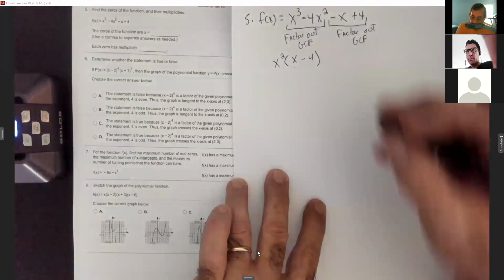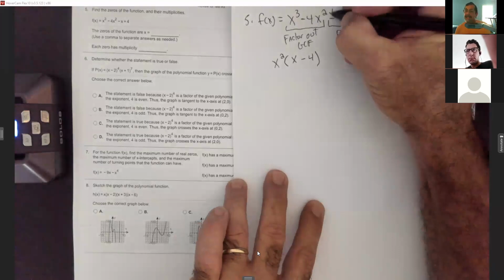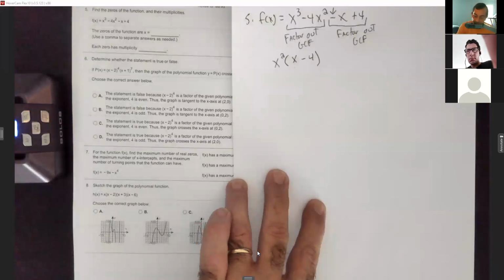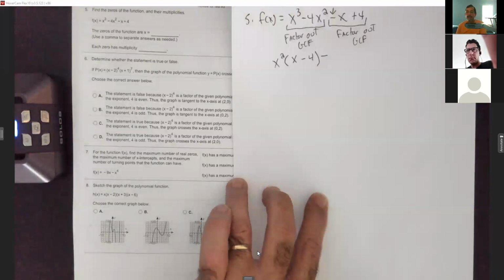Second GCF always has the same sign as that third term. So since that's negative, second GCF will be negative.